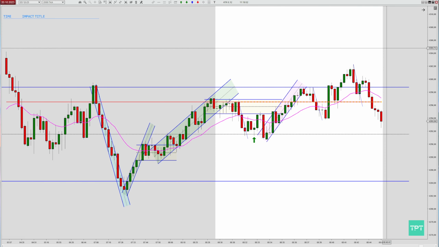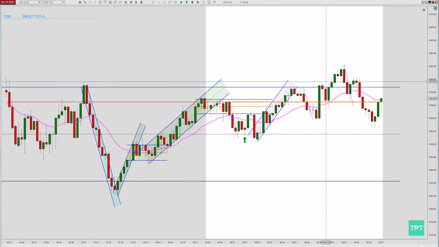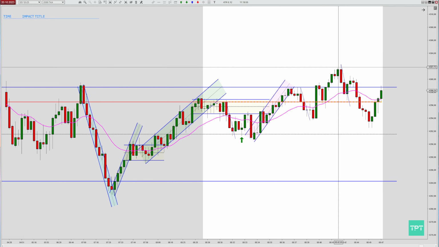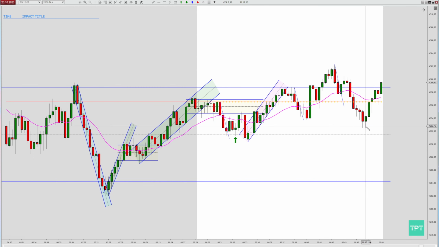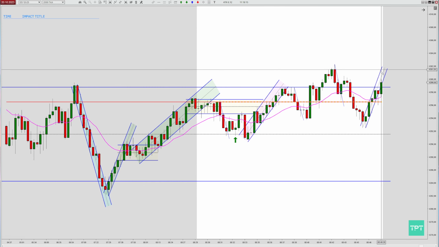I'm drawing this range here a bit further. Having the shorter term channel here, potential break, retest of the lows. And now going up again. Interesting.